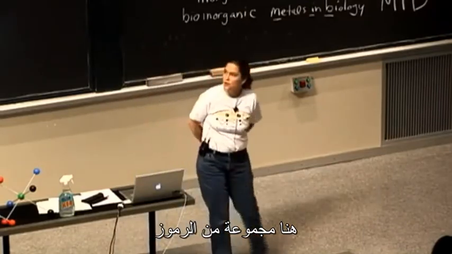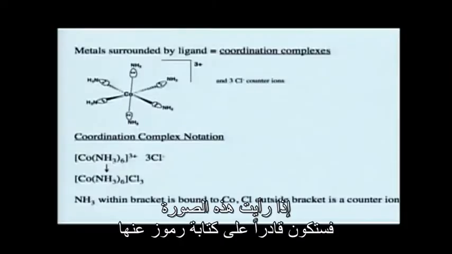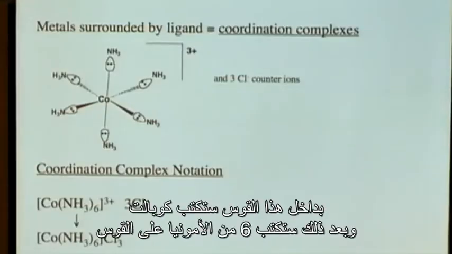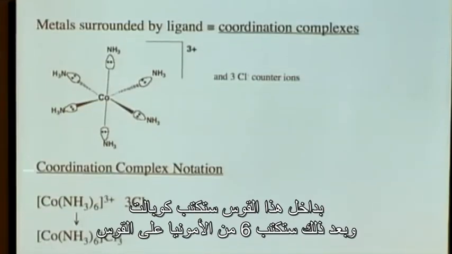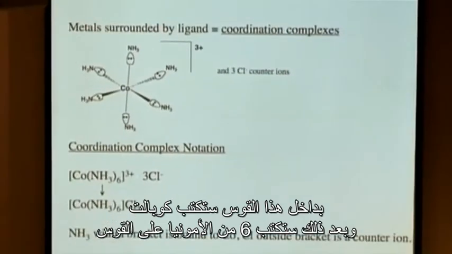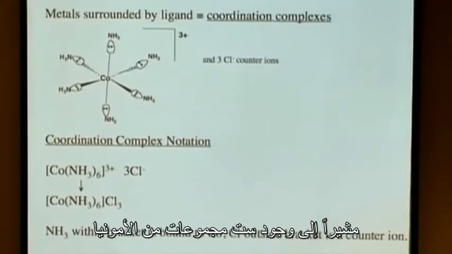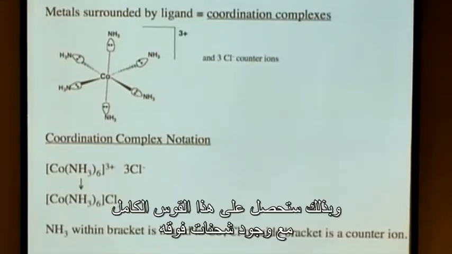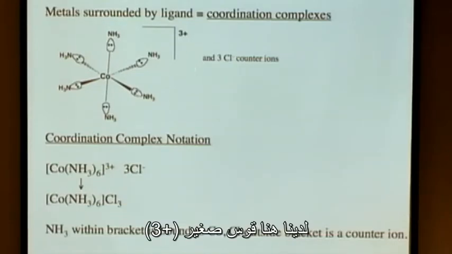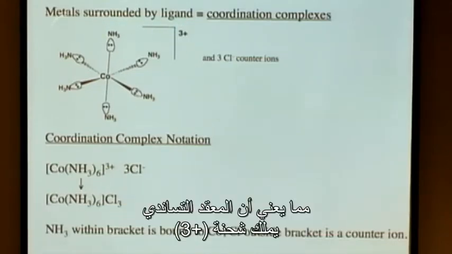So here is some notation. If you see this picture, you should be able to write a notation for it. Within a bracket, you would write cobalt, and then you have your NH3, 6 of them. So you put that in a bracket and indicate that there's 6 NH3 groups. Then you have this overall bracket here with a charge up above. And so over here, we have this little bracket plus 3. That means that this whole coordination complex has a charge of plus 3.